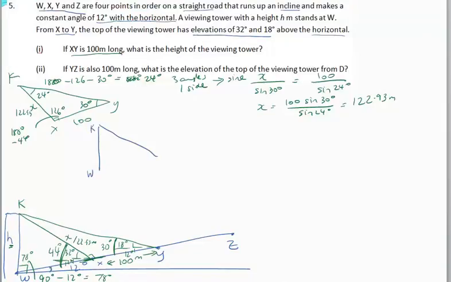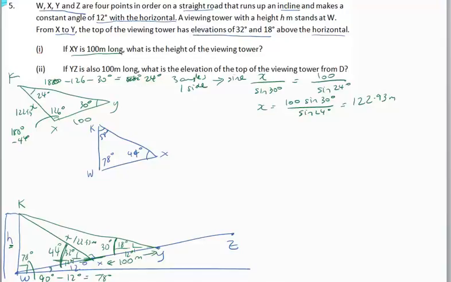So now if we look at our triangle KWX, we knew already 44 degrees here. We knew already 78 degrees here, and we can work out this angle here if we need to: 180 minus 78 minus 44 is 58 degrees.